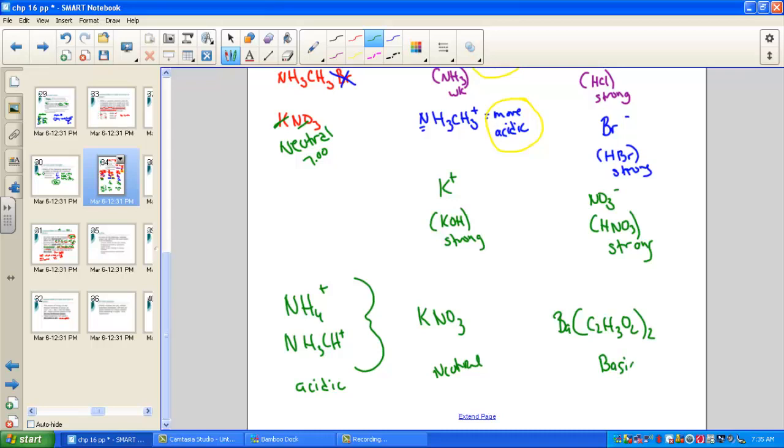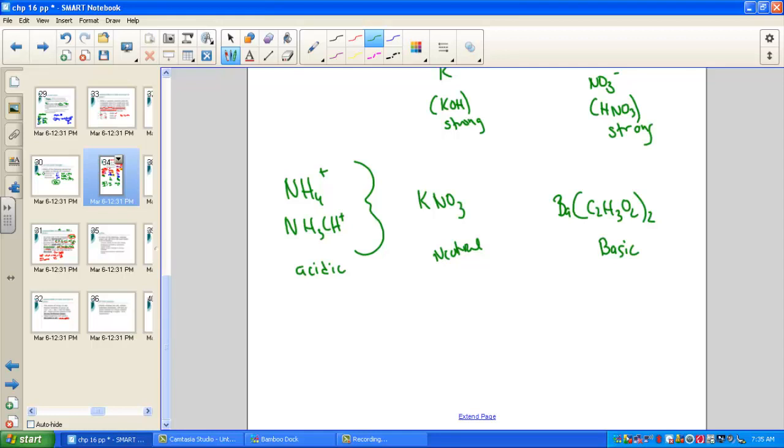So here's what we have so far. Neutral, potassium nitrate, basic, barium acetate, and we have two salts that made this solution acidic. So pull out your appendix D and let's find some interesting facts here. Even though these are acidic, I have to find the Kb values for their parent base. What's the Kb for ammonia? First one listed there, isn't it? NH3, and that's 1.8 times 10 to the negative fifth.